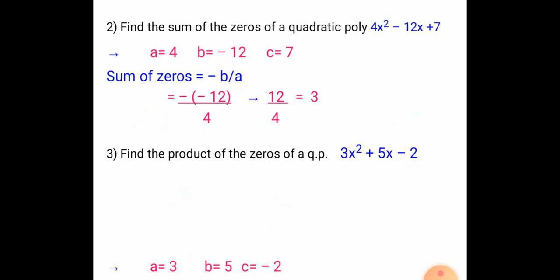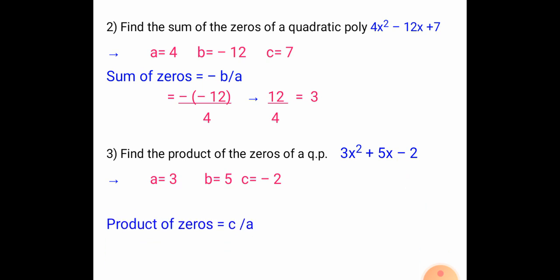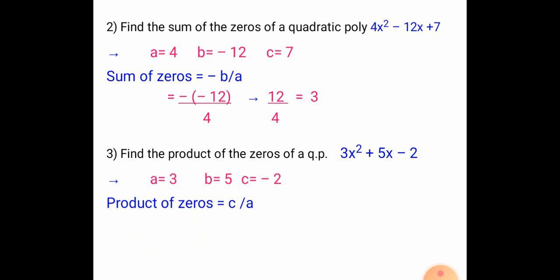In the second example, once again you are supposed to calculate what are the values of a, b and c. Here in this case a is 3, b is 5 and c is minus 2. Now write the formula of product. Now the product of zeros equal to c upon a, but c is minus 2 and a is 3. That's why the answer, product of the zeros, is minus 2.